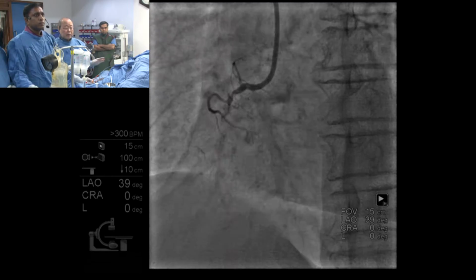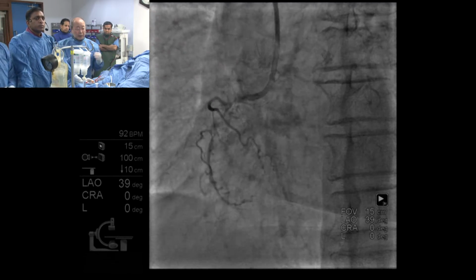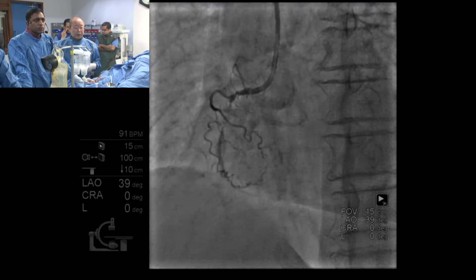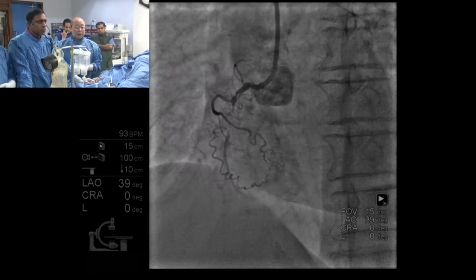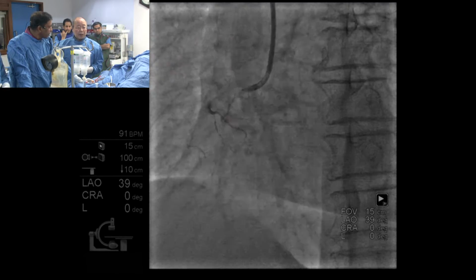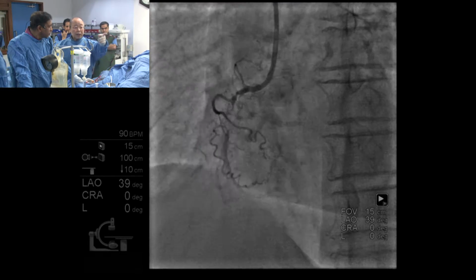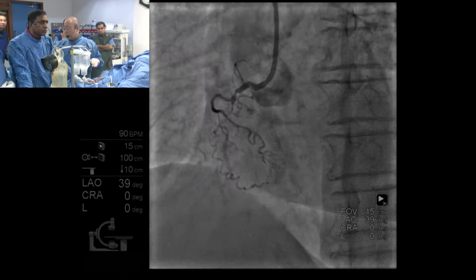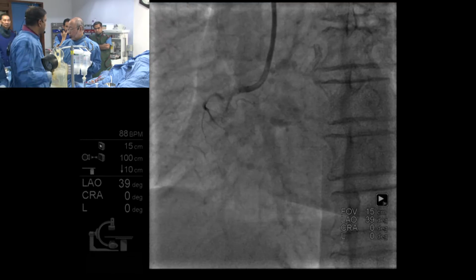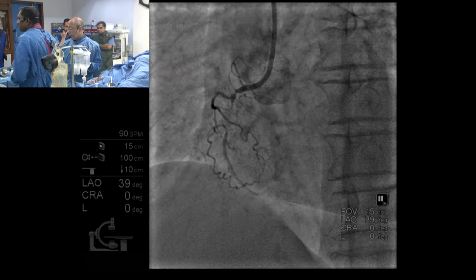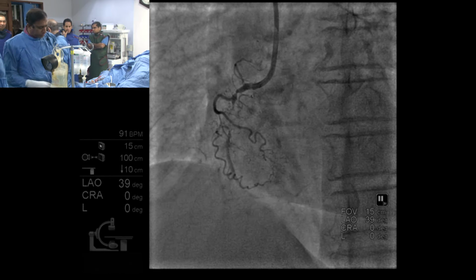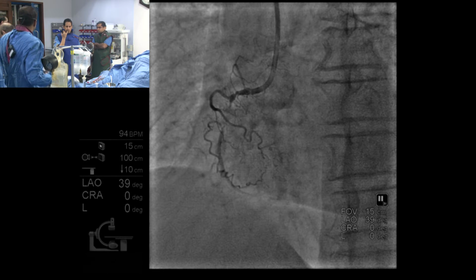So still the guiding catheter seating is not perfect. So I want to place the anchoring balloon to the first branch. Okay. Do you have Fielder FC?